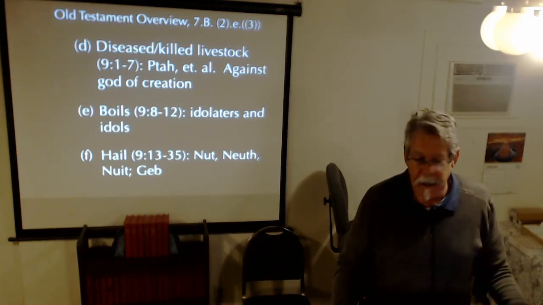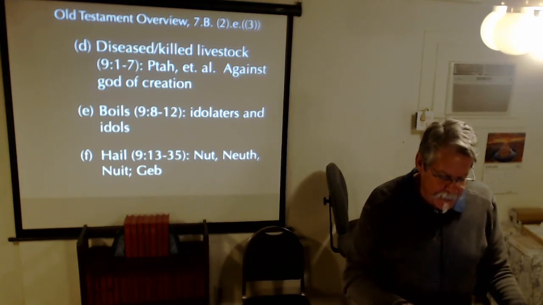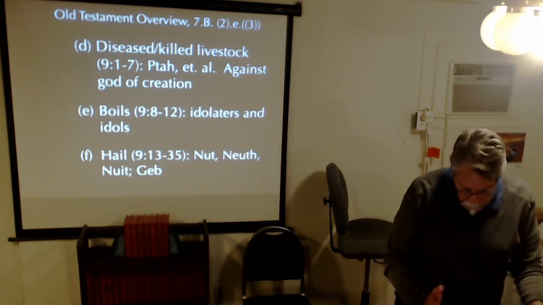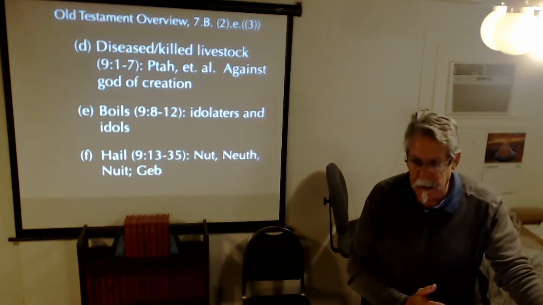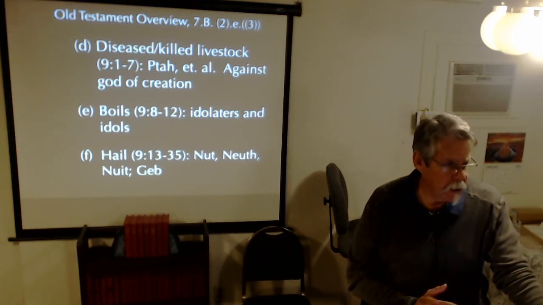Okay, so this is going to happen, and that will be the eighth plague. The ninth plague is going to be darkness, and then of course the 10th plague is the death of the firstborn. And I'm spending some time on these because they're so important in showing how God has made war, if you will, against these Egyptian gods.